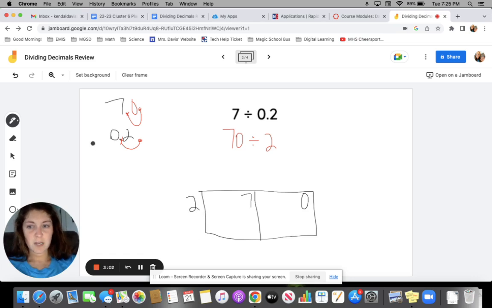2 goes on the outside. I have to ask myself, how many times can 2 go into 7? 3. 3 times 2 is 6. 7 minus 6 is 1. Move the 1 up and over. How many times can 2 go into 10? 5. 2 times 5 is 10. I subtract. I get 0. Therefore, I get my answer 35.